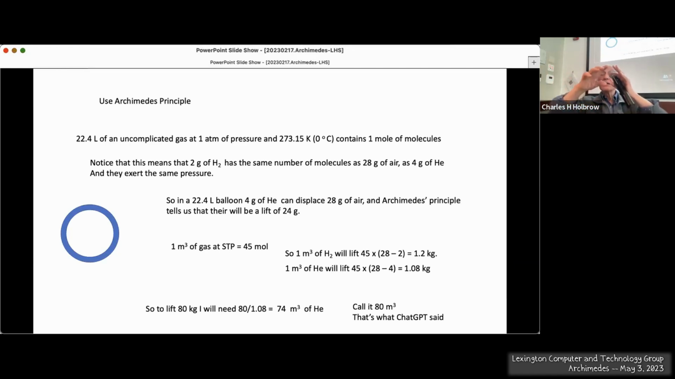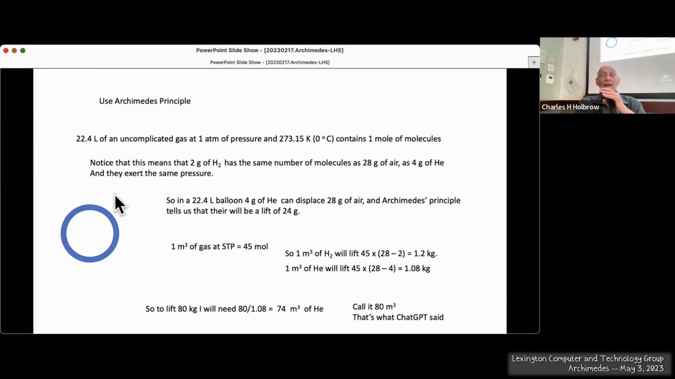If you fill a balloon with hydrogen, suppose we have a 22.4 liter balloon, and we fill it with hydrogen, we've got 2 grams inside, and we've displaced 28 grams of air. We've got a lift of 26 grams. We've got a buoyancy, the difference between those two. And that's how a balloon works.